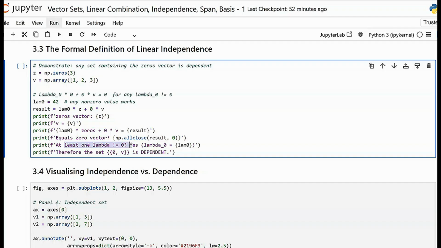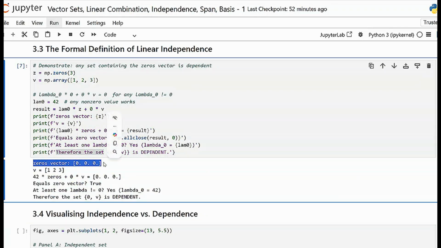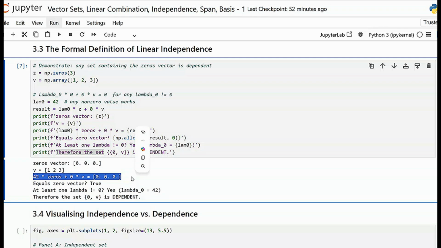And last but not least, let me discuss the final conclusion, that is whether the set is linearly dependent or not. So here is the output. Kindly observe, this is the zero vector. Next we have our vector 1, 2, 3, and when we make use of this linear combination, what do we get? Is it equal to 0? No, it is not. So we have that lambda 0 is equal to 42.